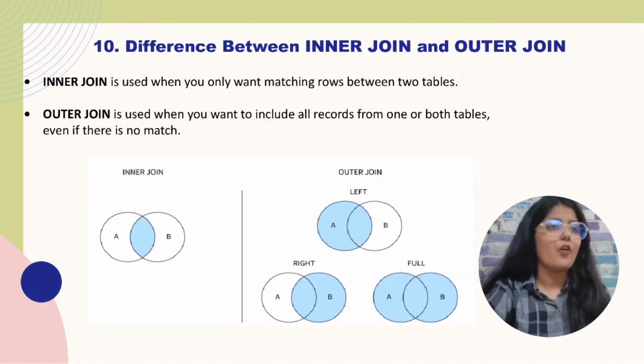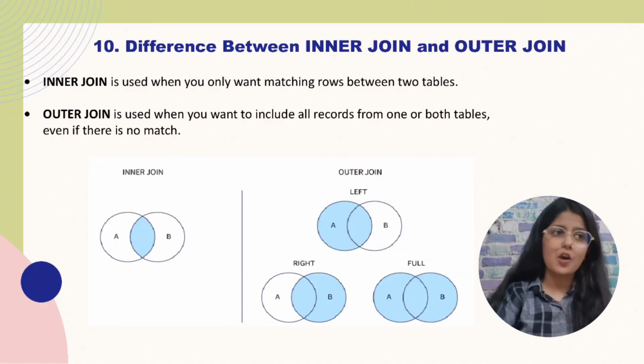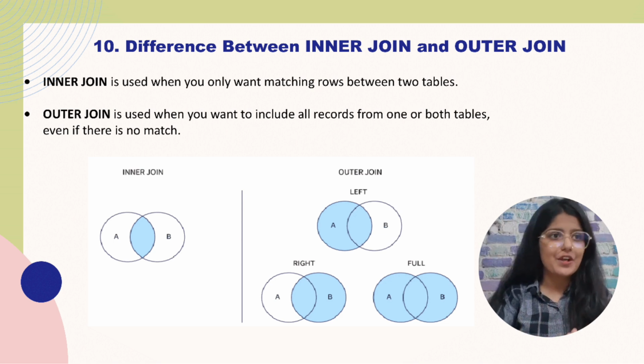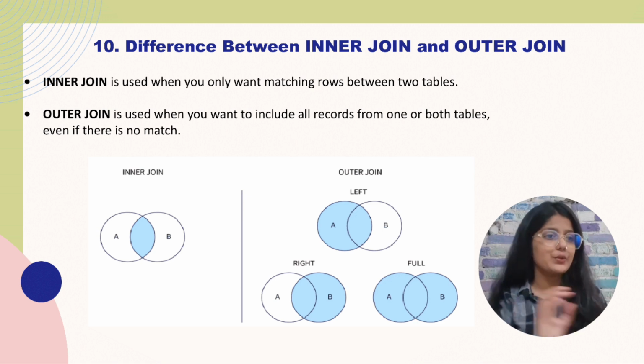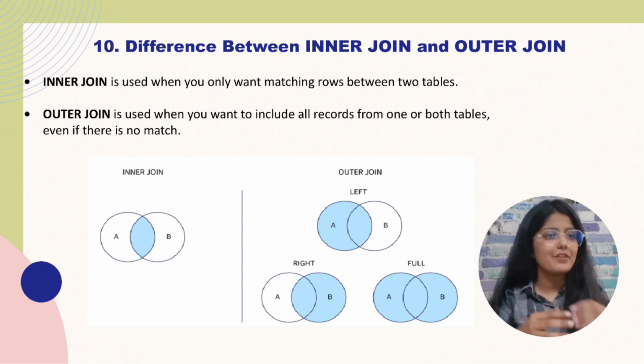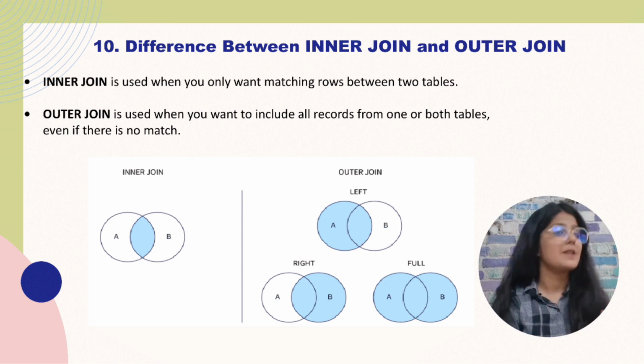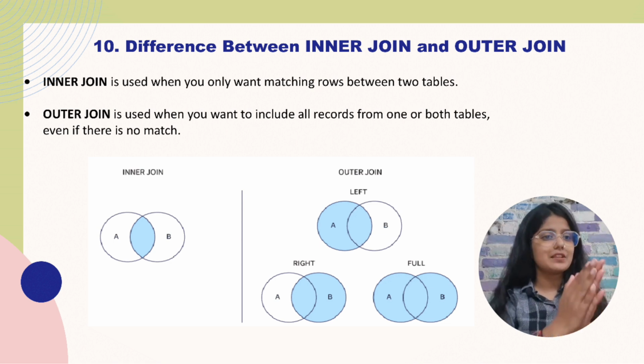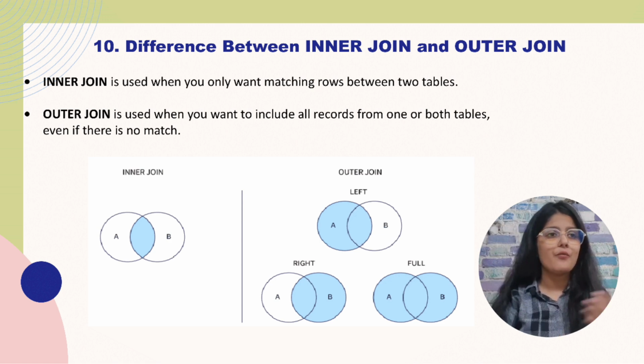The next question is: what is the difference between inner join and outer join? Inner join is used when you want matching rows between two tables, and outer join is used when you want to include all records from one or both tables, even if there is no match. You can see in the diagram, inner join has two tables like that, and the data between them will be displayed as the matching records. In outer join, there are three further classifications: left join, right join, and full join.